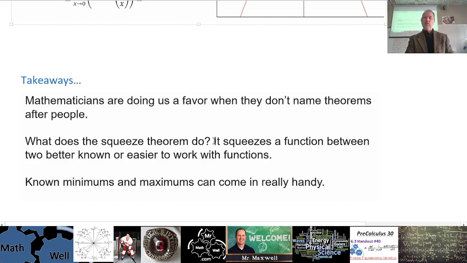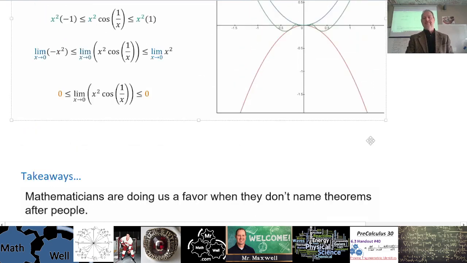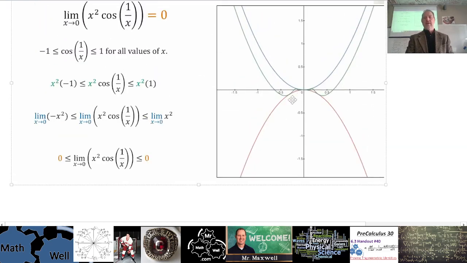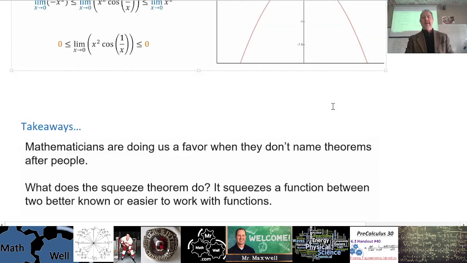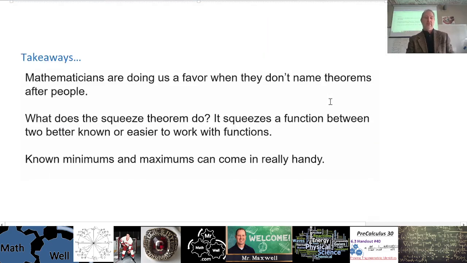So remember, it squeezes a function between two easier functions to work with, or two other known functions. Known minimums and maximums can be really handy too. That you know what the maximum of, for example, -x squared is, you know what the minimum of positive x squared is, and if they're the same, then that's handy to know.